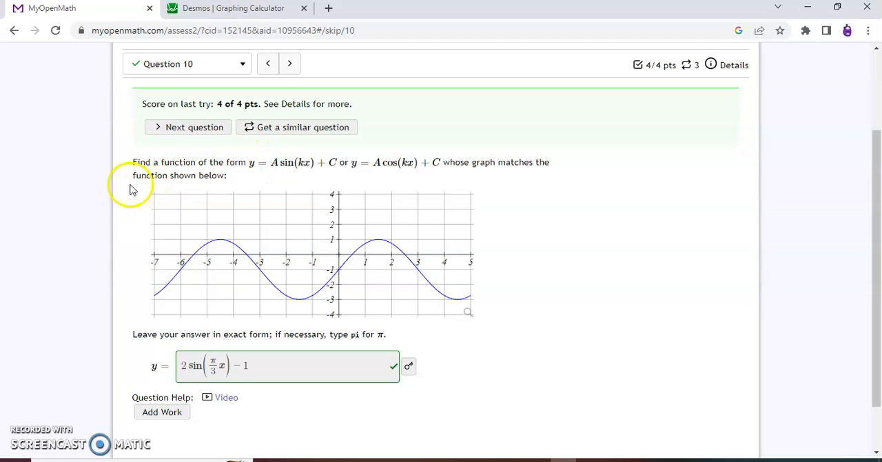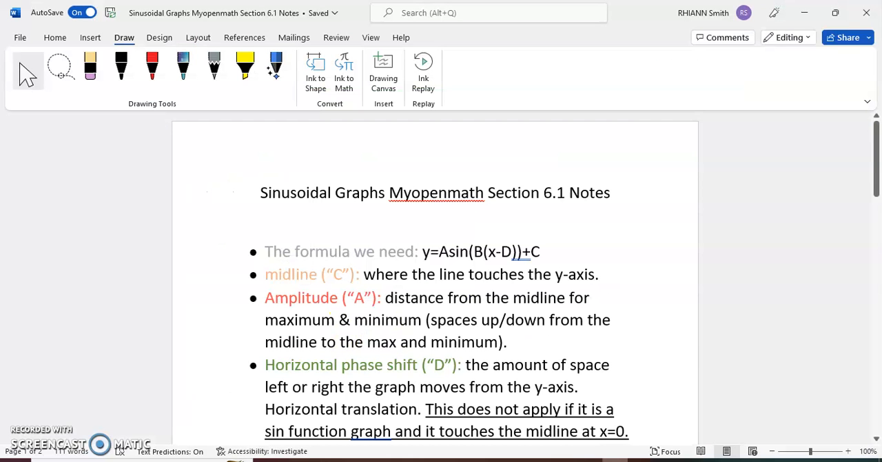So I'm going to start by reading the directions, and then we're going to go to my Word document and I will work out the problem. Question 10 says: find a function of the form y equals a sin kx plus c or y equals a cos kx plus c whose graph matches the function shown below. As you can see, we can see the graph. And then it says leave your answer in exact form. If necessary, type pi for pi. So let's go to the Word document.